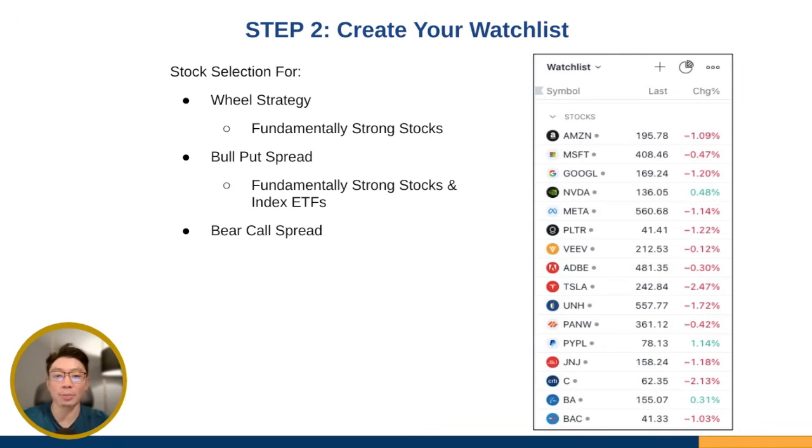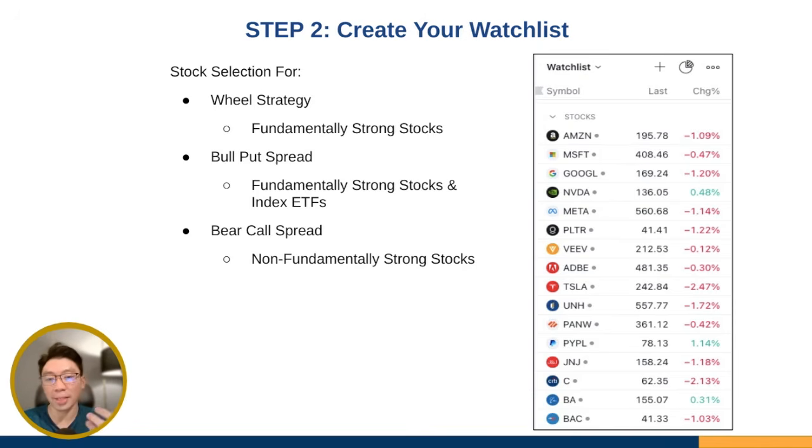But what about bear call spread? Bear call spread is a bearish strategy where we want the market to actually go down. So this is where I wouldn't suggest to put on the fundamentally strong stocks or maybe even the index ETFs, right? So it really depends on how you want to trade it. But basically, I would say non-fundamentally strong stocks. Index ETFs, you can, but you really have to pick your spots well.